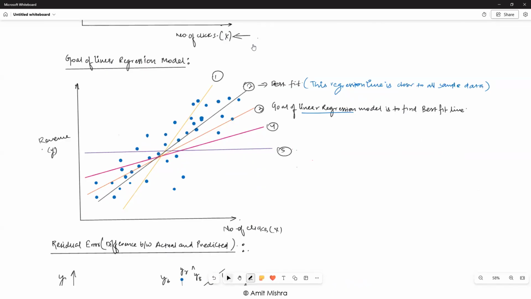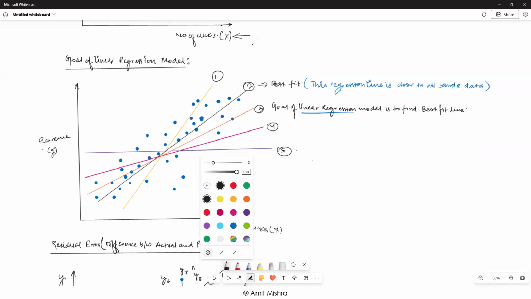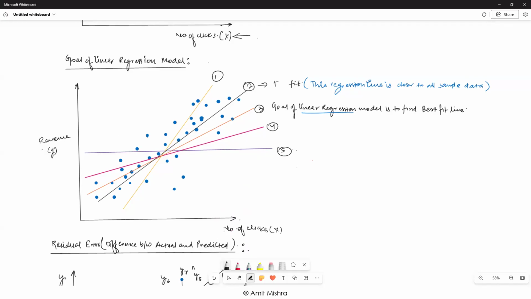Now here comes the goal of the linear regression model. The goal of the linear regression model is represented now in a very simple manner. You need to understand that the goal of the linear regression model is to find the best fit line. Out of all these combinations, line number 2 is your best fit. Why? Because in this case the regression line is much closer to all the sample data, and for this reason it is considered the best fit line here, as you see.